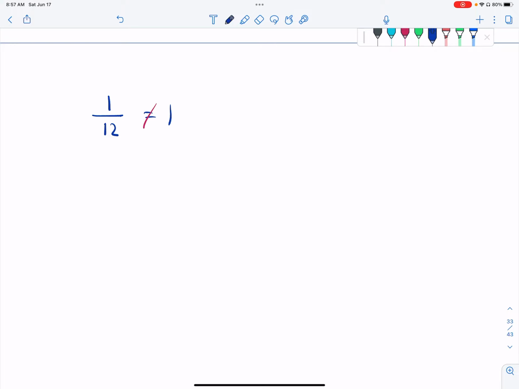What if I took 1 over 12 and I changed it up by putting in feet up top and inches on the bottom? Now, is that equal to 1? And it is. And the reason why it's equal to 1 is because this is the same quantity. 1 foot is the same length as 12 inches. The numbers don't look like the number 1, but the context of them changes with these units in here.